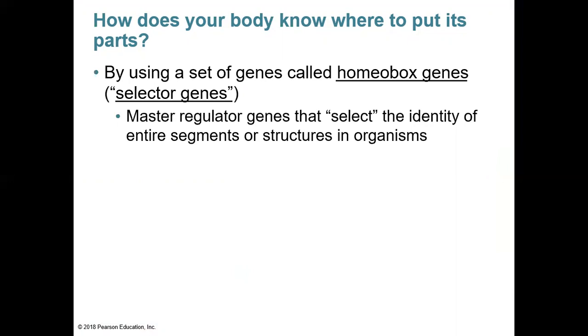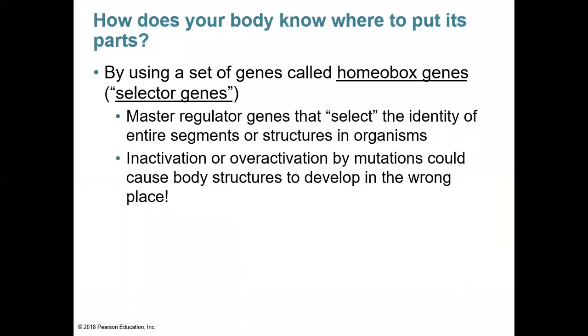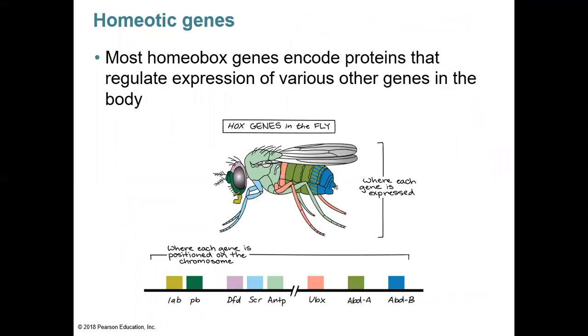If these genes are mutated or inactivated, that could cause body structures to develop in the wrong place, or if they're overactive, that too. The homeotic genes are also called Hox genes. Most of the homeobox genes code for proteins that don't necessarily make body structures, but they control the activity of the other genes that do make the body structures. So for example, in your eyes, the homeobox genes are making proteins that silence the gene for arms.